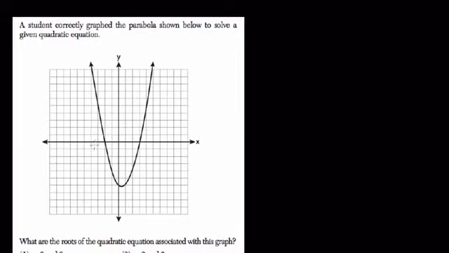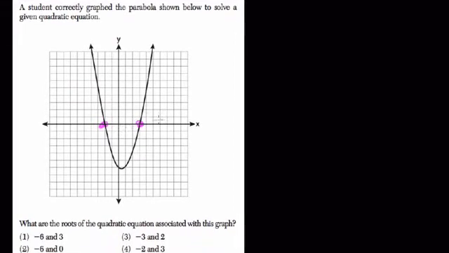This one they want to know what are the roots, and the roots are just the points that cross through the x-axis. This point here is 3, 0, and this point here is negative 2, 0. So the roots are 3 and negative 2. Choice 4.